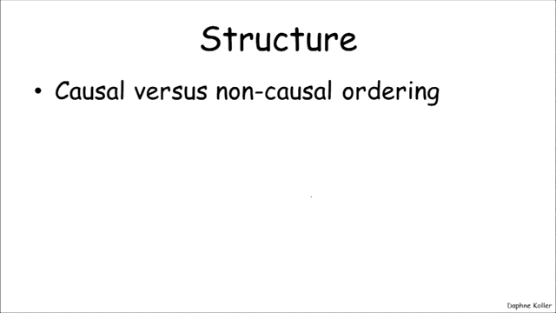Which brings us to the topic of structure. When we think about Bayesian networks specifically, the question that comes to mind is, given that the arrows are directed, do they correspond to causality? That is, is an arrow from X to Y indicative of a causal connection from X to Y? So the answer to that is yes and no. Very satisfactory.